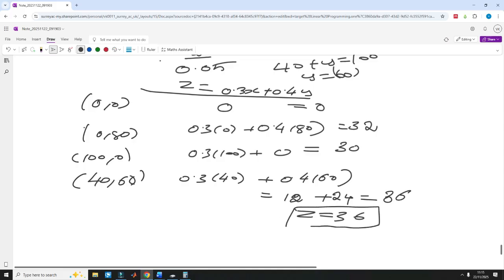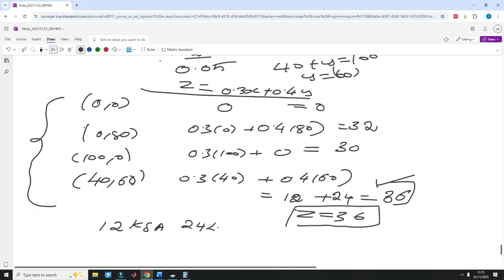So check which one is the maximum here. 32, 30, 36, and then 0. So this is the highest value, which means this is the point where profit will be maximum subject to all the constraints. So what does that mean? It means you have to produce 12 kg of A and 24 kg of B in order to make your profit maximum.